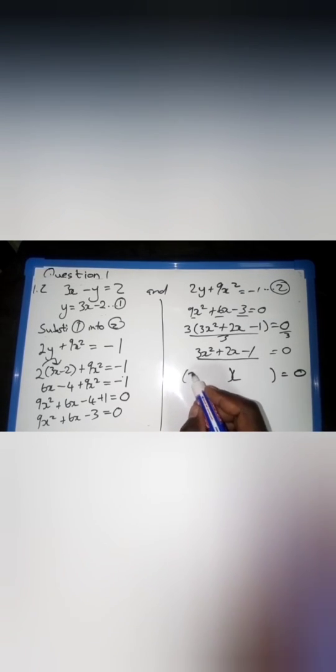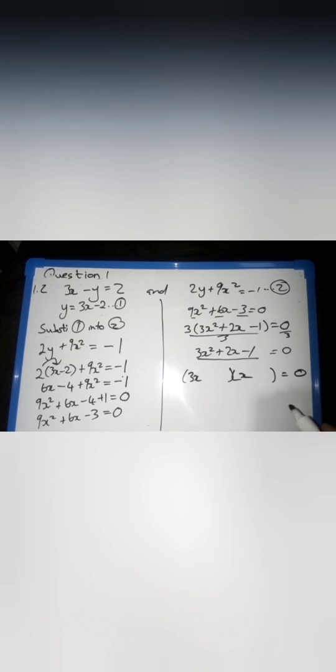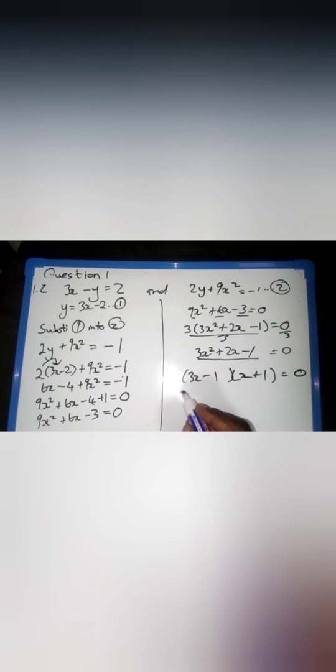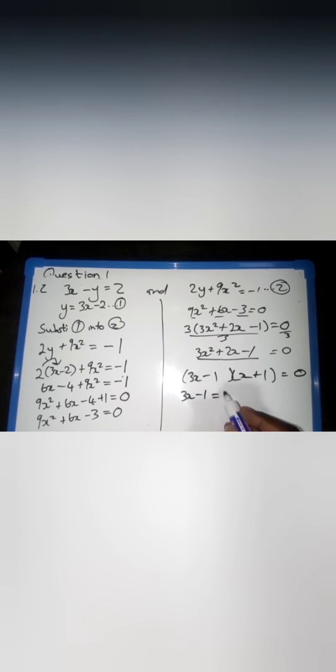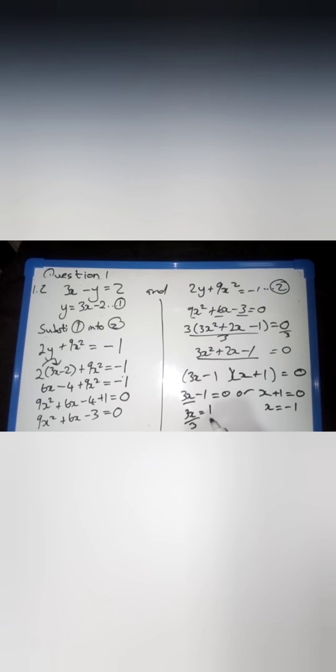Factorizing this gives me 3x, x, and then positive 1 here, negative 1 here. So you have 3x minus 1 equals 0, or x plus 1 equals 0. Bring your 1 to the side first. You have 3x equals 1, and x equals negative 1. Divide both sides by 3. x equals 1 over 3. So these are my values for x.